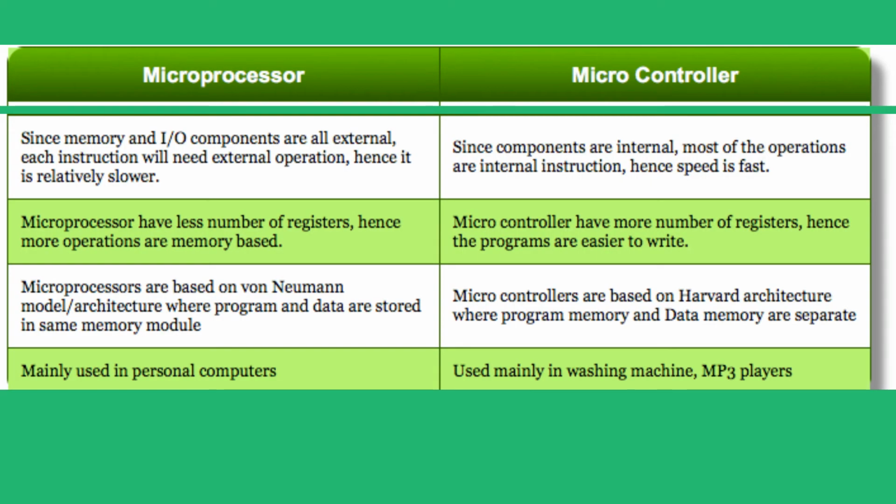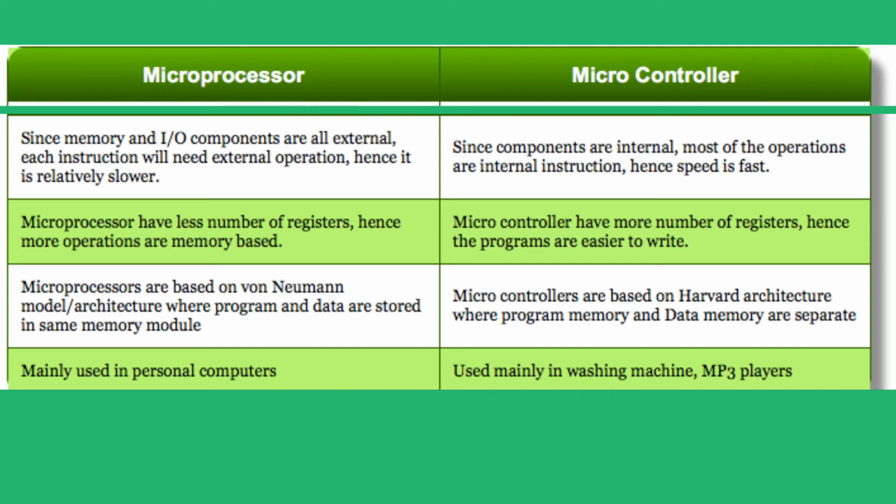Now in case of a microprocessor, since memory and input output components are all external, each instruction will need an external operation, hence it is relatively slower. But in case of a microcontroller, components are internal, most of the operations and instructions are given internally, hence the speed is quite faster for processing purposes.